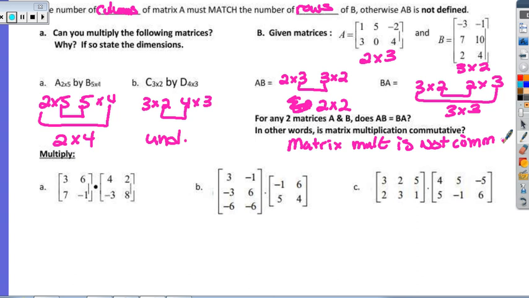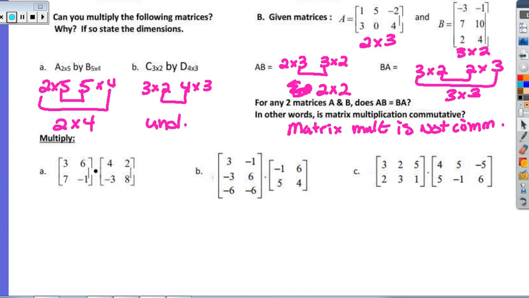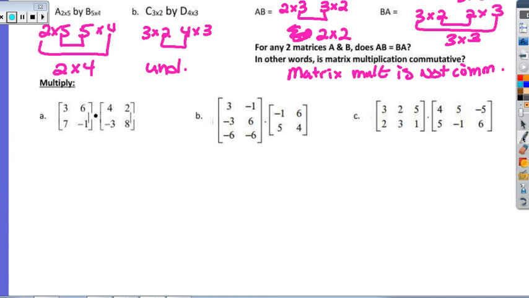Alright? So it's going to be really important that you follow the order, because you can get different answers when we're dealing with matrices. Alright, so let's just finish this up by multiplying a couple of matrices. So I'm looking at this first one here. Again, we have a 2 by 2 by a 2 by 2. These match. Our resulting matrix will also be a 2 by 2.